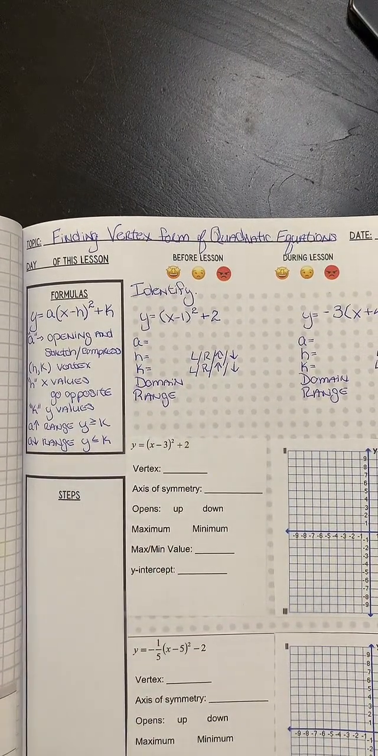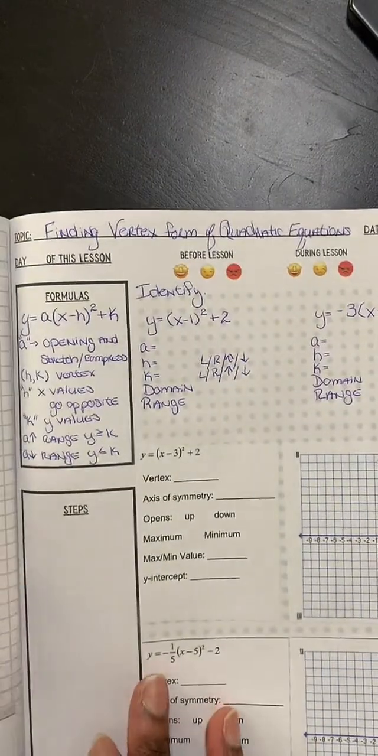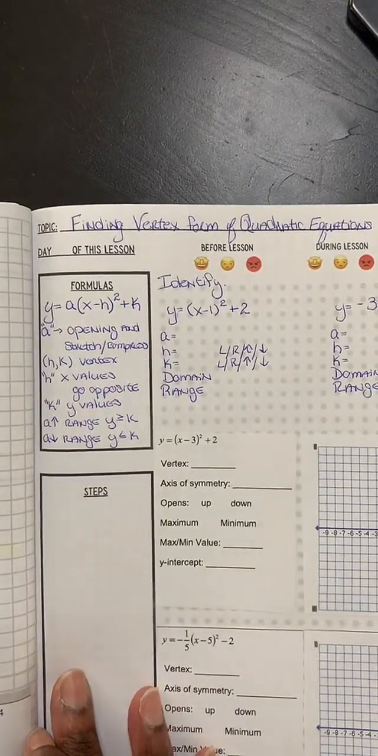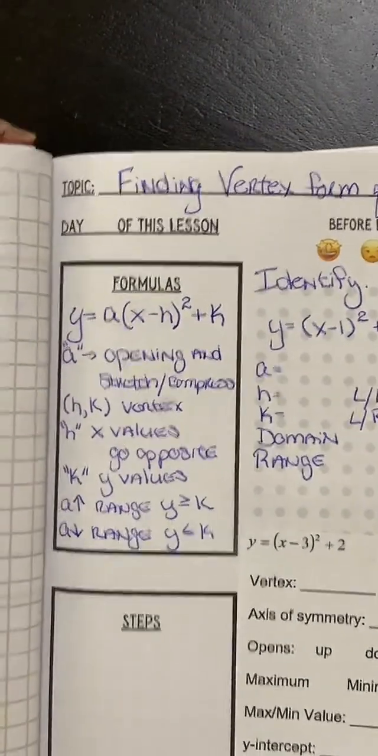So let me get myself all kinds of situated here. All right, let me hush that up. And we got this. All right, so vertex form. When we are looking at vertex form, let me zoom in so you can get these notes.